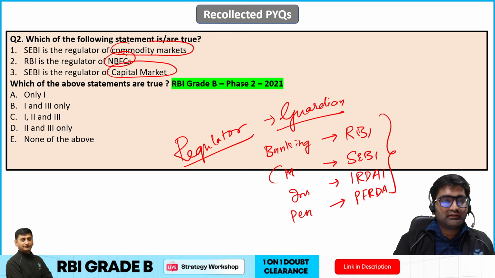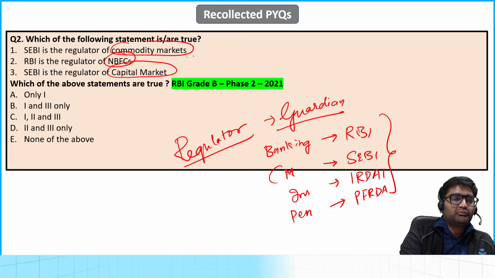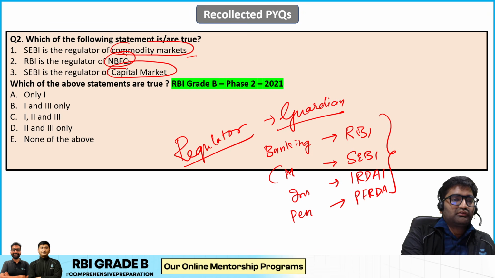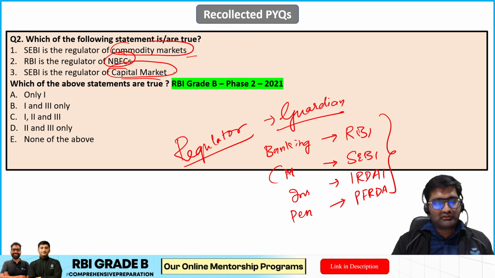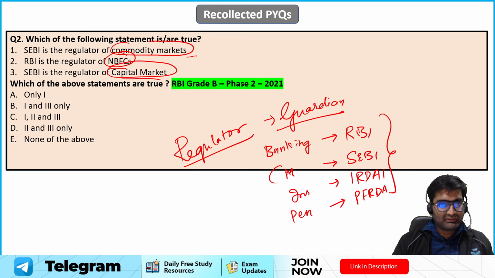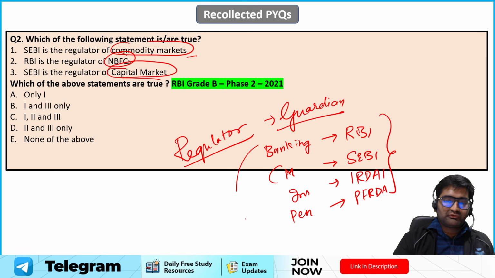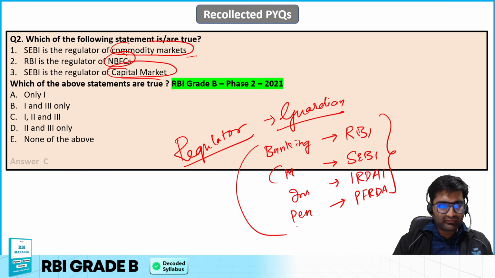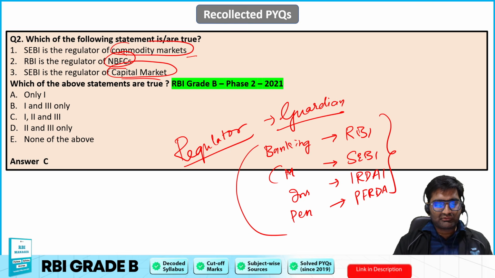So in that case, the question is: SEBI is the regulator of commodity market, RBI is the regulator of NBFCs, and SEBI is the regulator of capital market. Which of these statements are actually true? Please try to tell me based upon the knowledge that we have obtained over here. Yes, if you have said C, it is absolutely right.